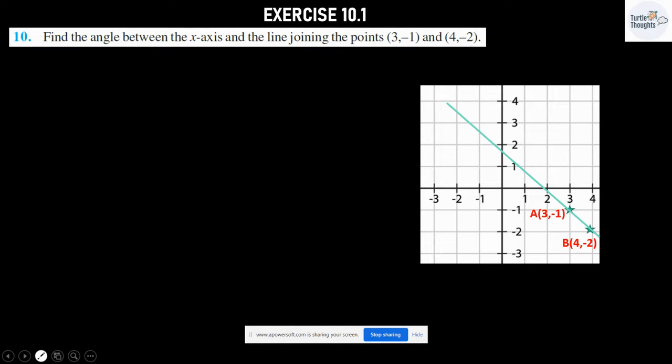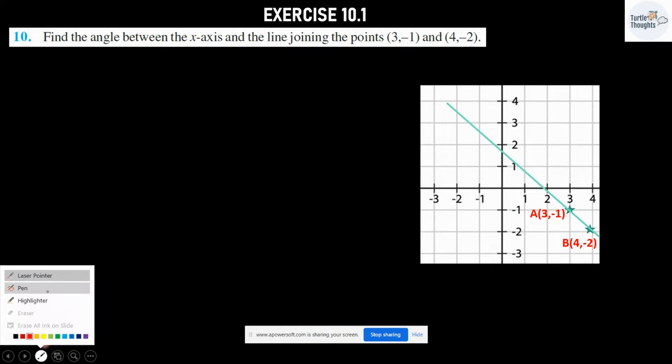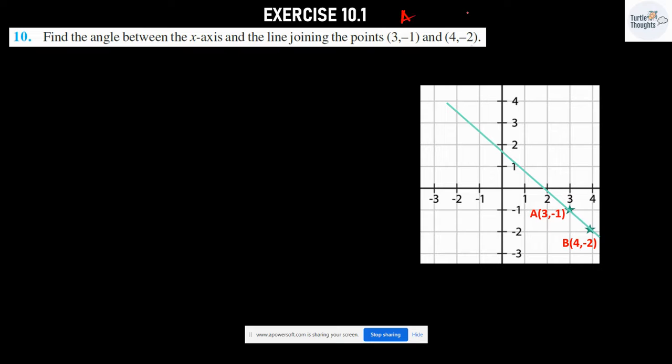Good evening, everyone. In today's class, we are going to continue with chapter 10, straight lines, exercise 10.1, question number 10. Find the angle between the x-axis and the line joining the points (3, -1) and (4, -2). So I have taken these 2 points as A and B. 3 comma minus 1 I have taken as A, and B I have taken as 4 comma minus 2. I have extended this line.